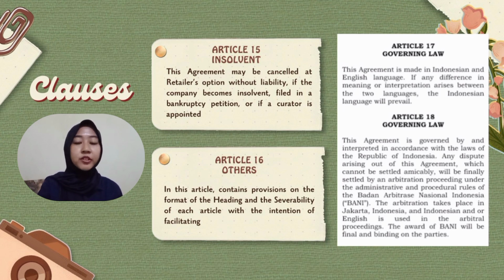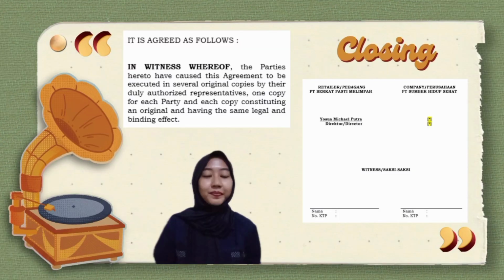Article 18 is about governing law. If an agreement dispute is not resolved, it can be resolved by an arbitration proceeding under the administrative and procedural rules of the Badan Arbitrase Nasional Indonesia or BANI, which the word of BANI will be final and binding on the parties. Okay, after all the articles in the agreement are agreed upon, there is an agreement between PT Berkat Pasti Melimpah and PT Sumber Hidup Sehat with witnesses. Then at the end the agreement must be signed by the retailer, company and witness.